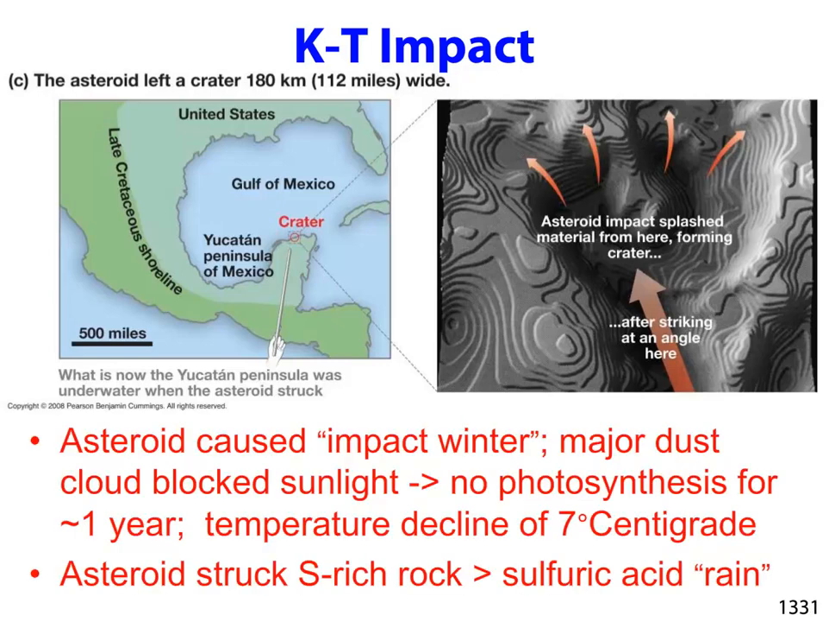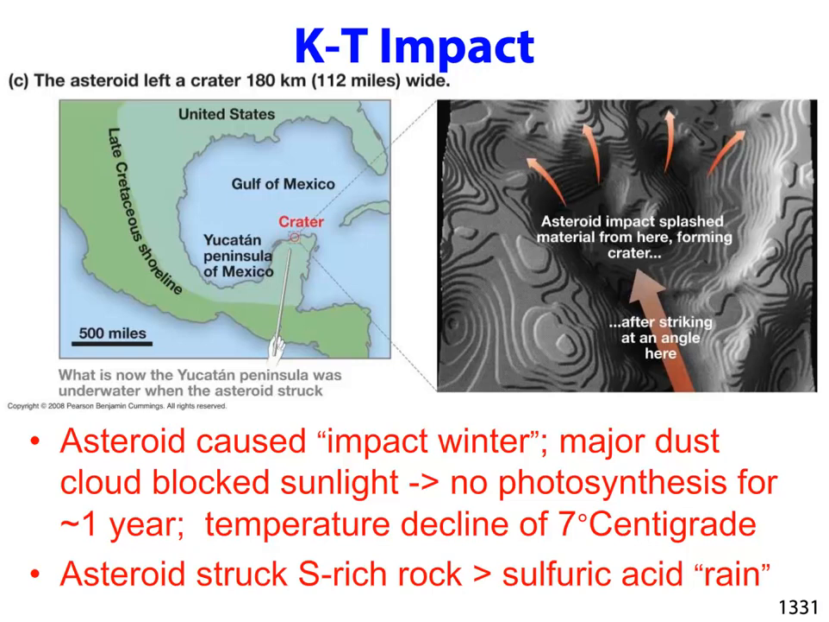So according to the fossil record and the current hypotheses, the asteroid likely caused what was called an impact winter, where there were major dust clouds, which eventually blocked the sunlight, so no photosynthesis for a year, and a temperature decline of 7 degrees centigrade. And then the asteroid struck a sulfur-rich rock, which caused sulfuric acid rain. You can kind of see why the dinosaurs would go extinct.